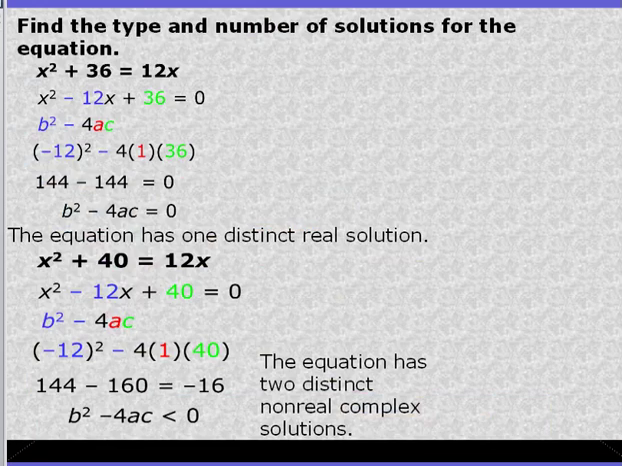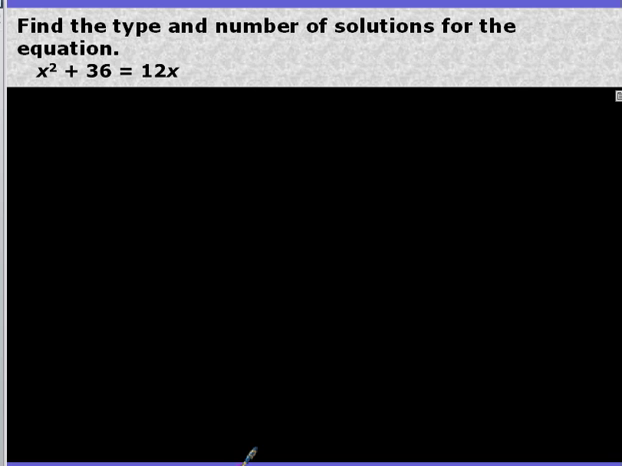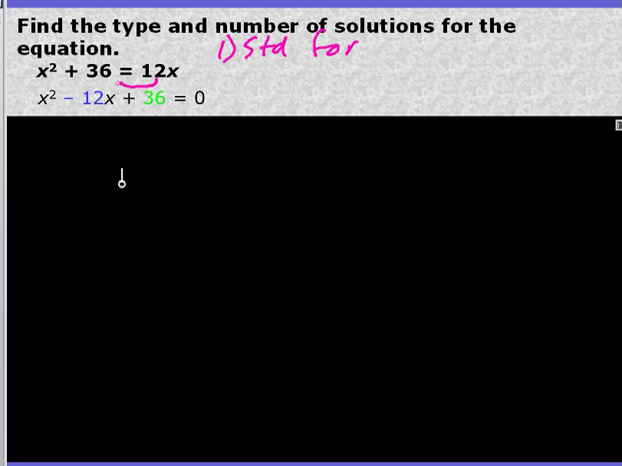All right. So let's look at examples of this. Find the type and number of solutions for the equation. So again, first thing you want to do, standard form. This is not in standard form, so we're going to move everything over. We want to keep the x squared positive, so I'm going to move this over here by subtracting 12x. And now my a is equal to 1, my b is equal to negative 12, and my c is equal to 36.